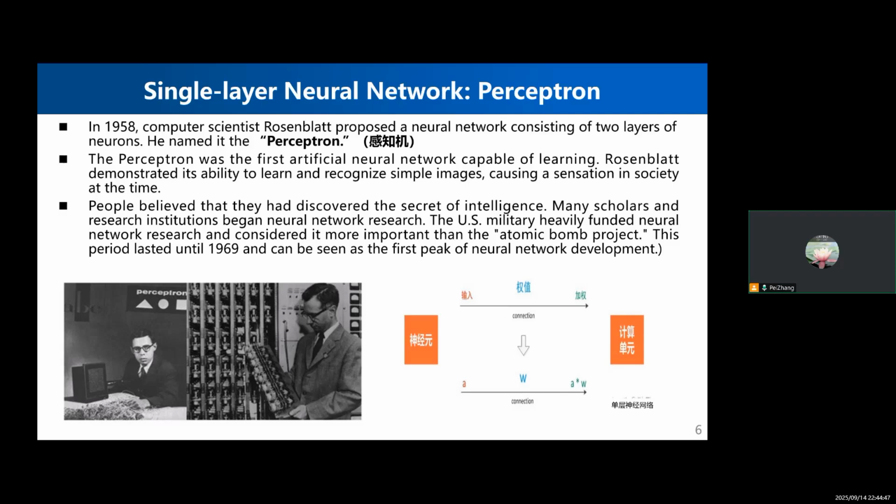The U.S. military heavily funded neural network research and considered it more important than the atomic bomb project. This period lasted until 1969 and can be seen as the first peak of neural network development.